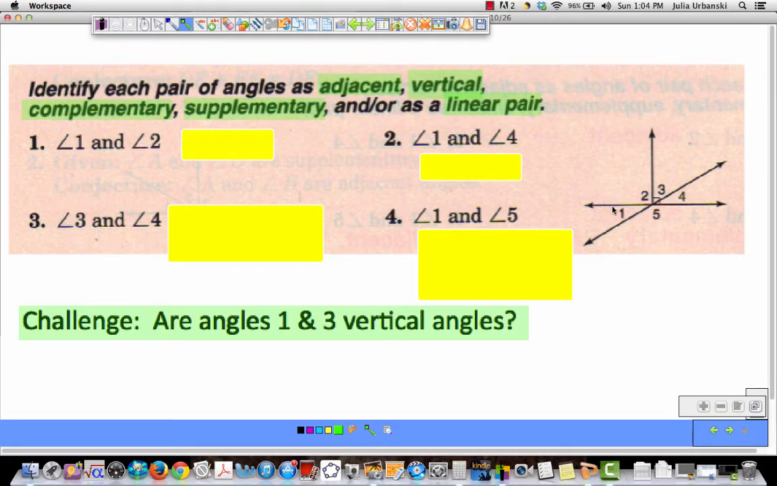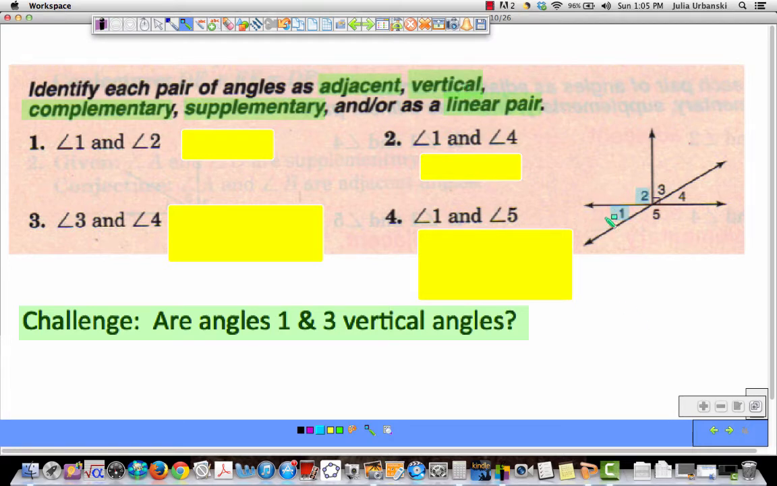Here's angle 1 and angle 2 right over here. Change the color. Angle 1 and angle 2, when you look at them, they are side by side. They're adjacent. They're neighbors. They share this ray right there in the middle. They are not vertical angles. They're not across from each other.